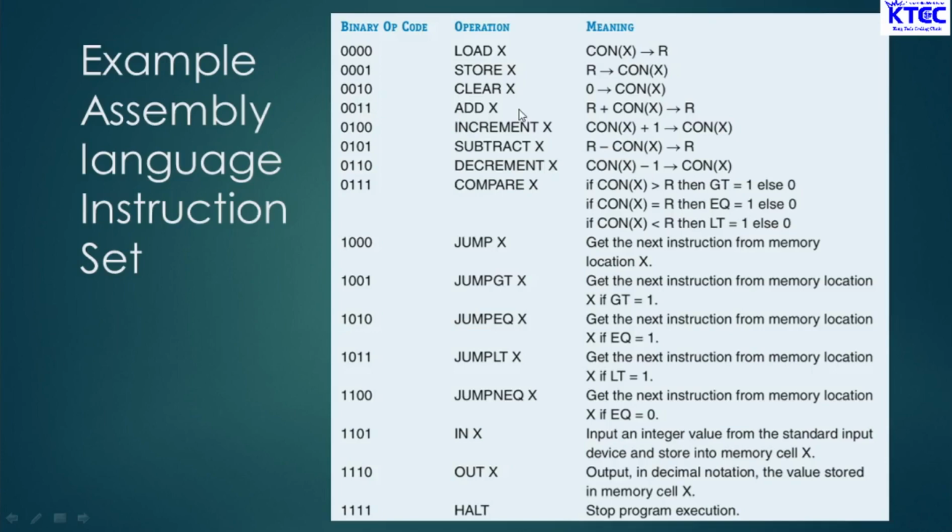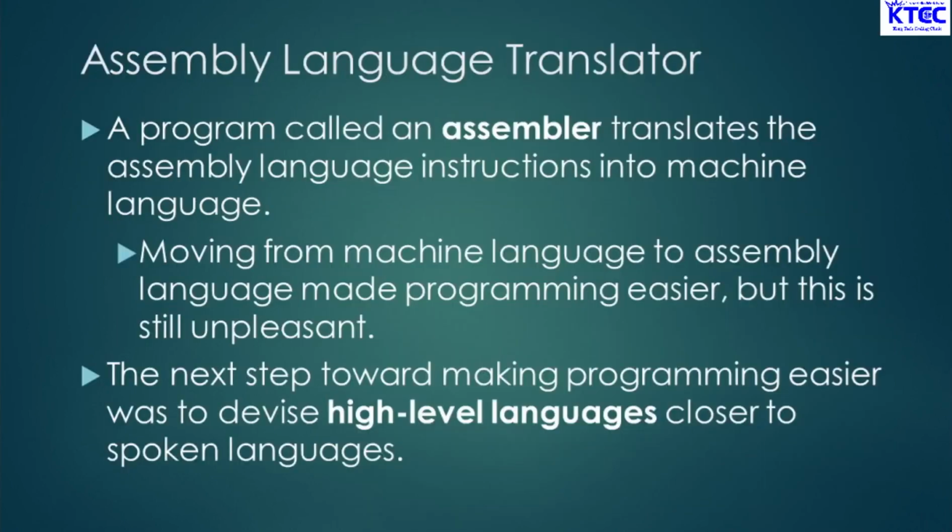But will this be easy for us to learn at all? It shouldn't be easy. So this is the machine language in binary code. This is its operation in assembly language. And this is what it means here. So this wouldn't have been easy for us at all. But thanks to the growth of technology. Let's proceed. Now, let's come to assembly language translator.